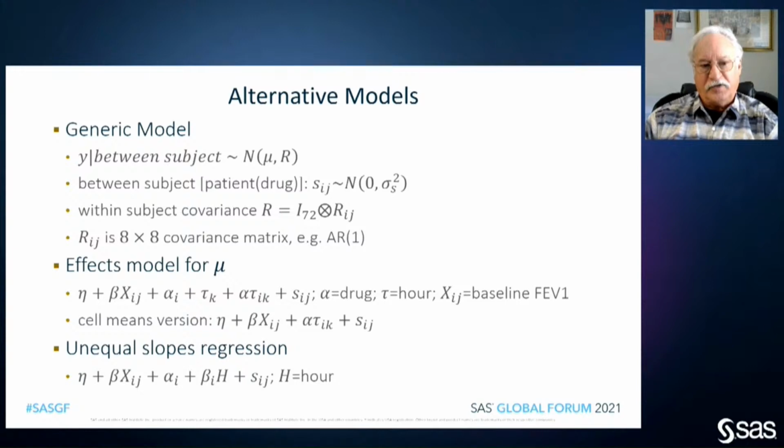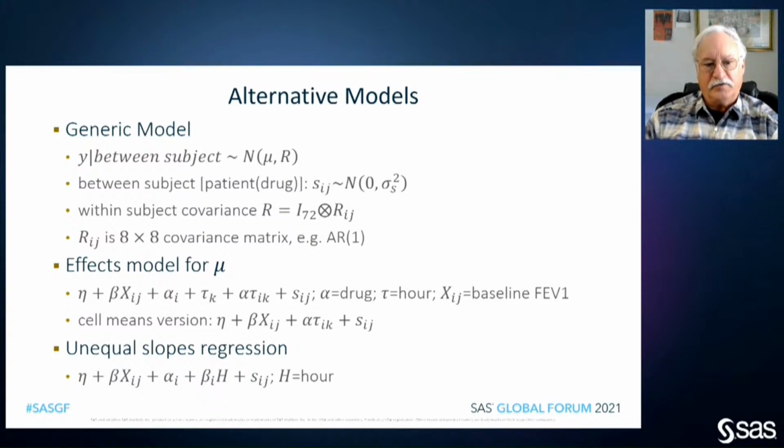So you can either work with this as an effects model where you have an intercept, that's my eta term here. The beta x sub ij term is a covariate for the baseline FEV1 term. Then we have alpha, the drug effect, tau, the time effect, alpha tau, the drug by hour interaction term, and we have the between subjects effect, S sub ij. The cell means version of this, we would just simply collapse the alpha, tau, and alpha tau terms down into a cell means, or just have the alpha tau term in here.